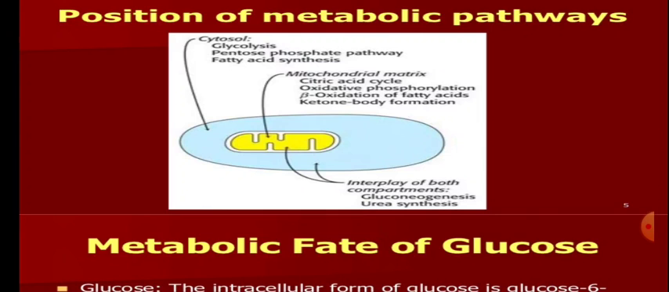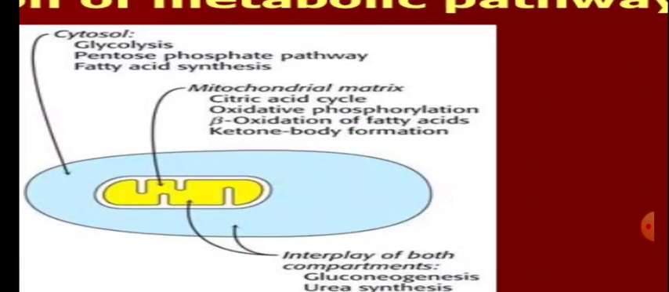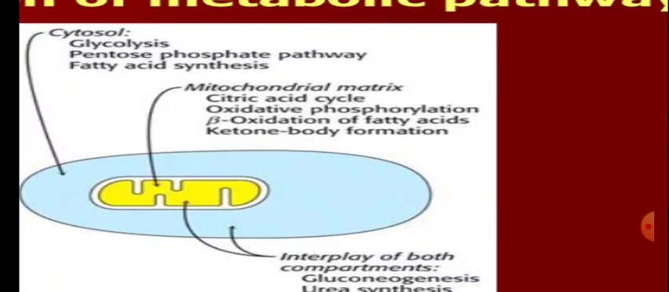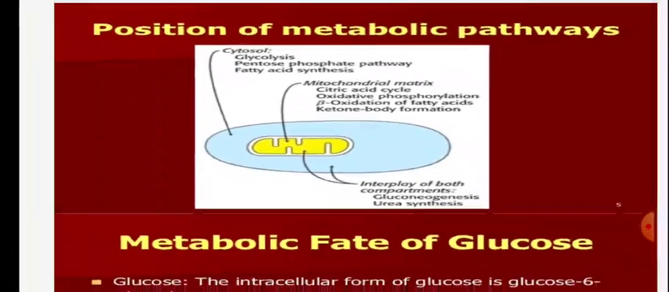In the position of the metabolic pathways, in the cytosol we have glycolysis, the pentose phosphate pathway, and the fatty acid pathway. In the mitochondrial matrix, it shows the citric acid cycle, oxidative phosphorylation, beta oxidation of fatty acids, and ketone body formation. In the second, there is an interplay of both these components in gluconeogenesis and urea synthesis.